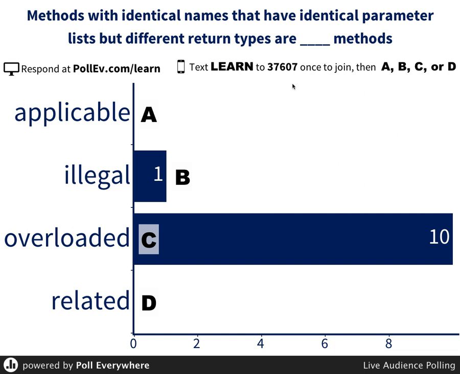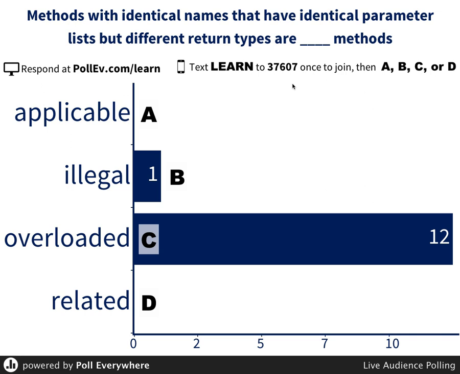I'll give you guys a few minutes to do this one, right? Think about this one. It's not tricky, but you have to read what it says. So if this was on your test, this question, methods with identical names that have identical parameter lists but different return types are what kind of methods, right? Or blank methods, right? Unfortunately, you can't change your answer after you put in the first answer, right? So I don't allow that. So go ahead. We got 13 people.